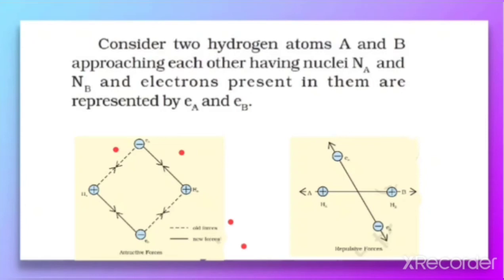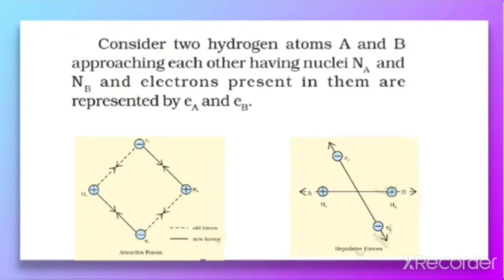Similarly, when the two atoms approach each other, there will also be repulsive forces, because the positively charged nucleus of one atom repels the positively charged nucleus of the other hydrogen atom. Similarly, the electron of one atom repels the electron of the other atom. So there are two repulsive forces and four attractive forces.